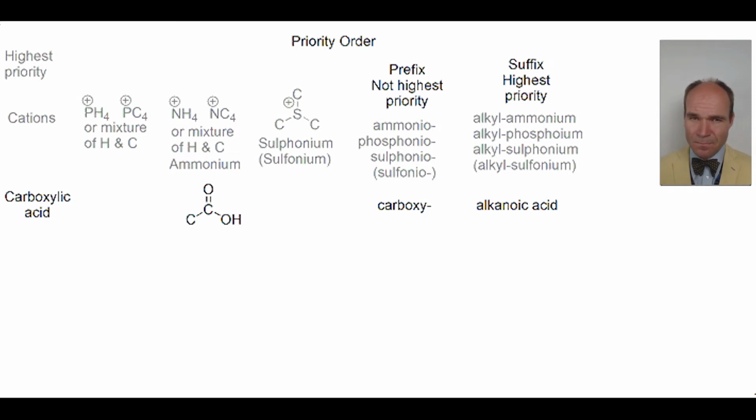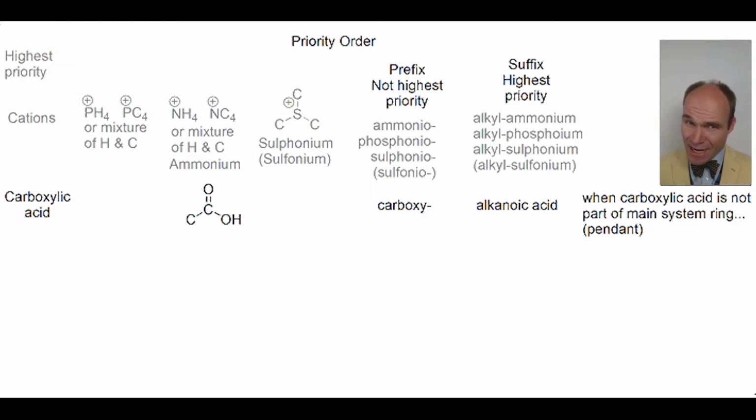There is one other name we might give a carboxylic acid, and that comes about if it isn't part of the main system, so largest number of carbons, where the main system is a ring. The carboxylic acid is thus pendant. Here, for example, we have a cyclopentane. We can see that there is a carboxylic acid in the molecule, but it isn't part of the main system, the ring. So here we call this molecule cyclopentane carboxylic acid.